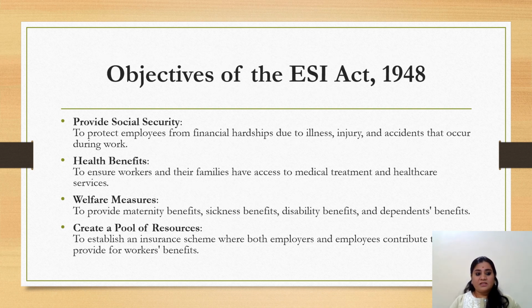There are various objectives of the ESI Act 1948. The primary objectives are, first, it gives social security, so we can say it protects workers from economic hardship due to workplace risk. We can also say it gives health benefits, as it provides medical care for workers and their families. It even gives welfare measures, like maternity, sickness, and disability benefits. It is basically a resource pool, meaning employers and employees contribute to a fund used for these benefits. So in this, we have learned that the ESI Act built a sustainable and collaborative system for workers' welfare.